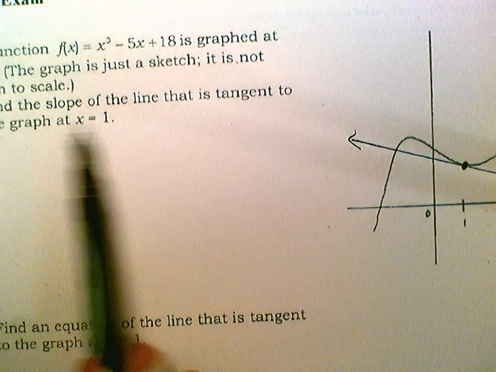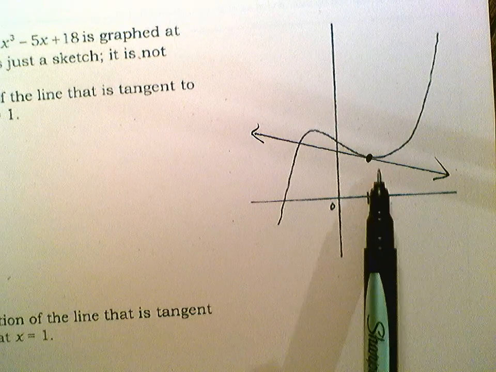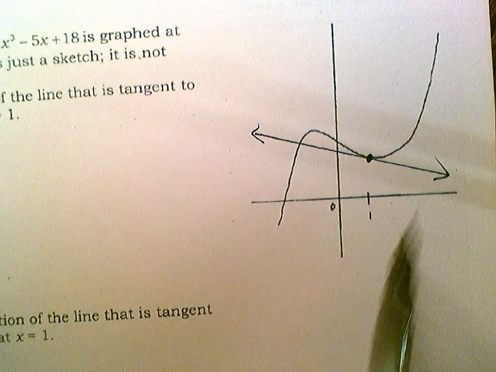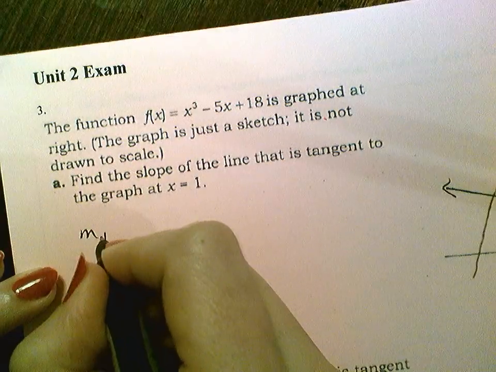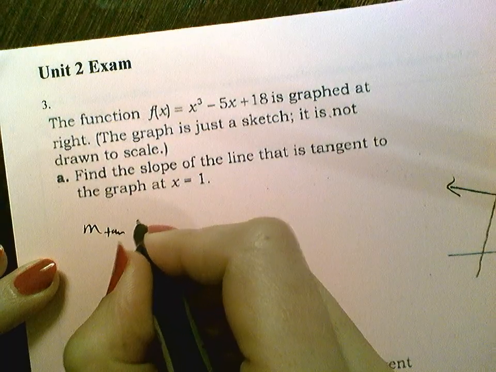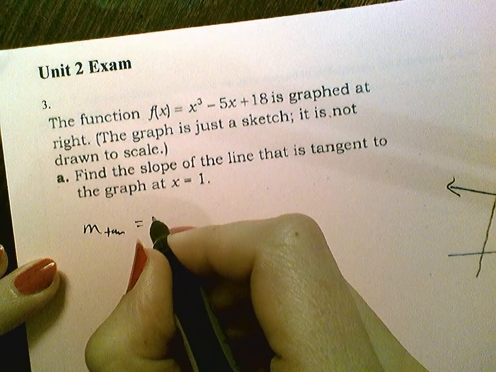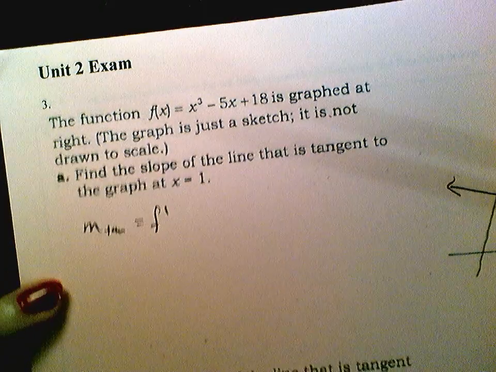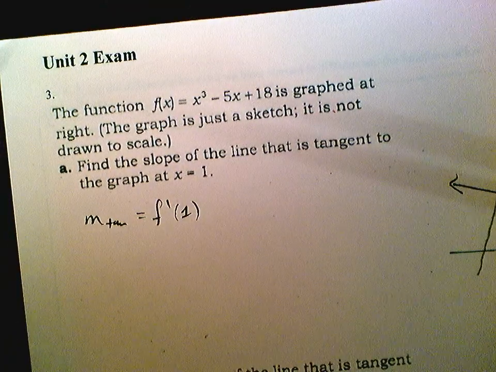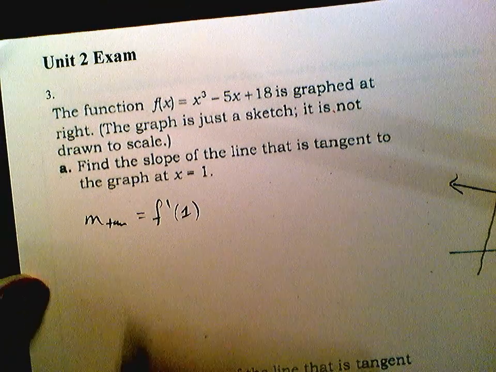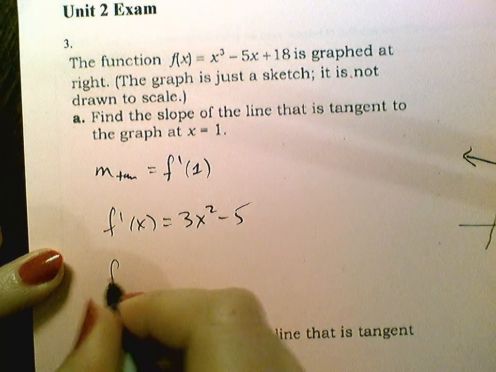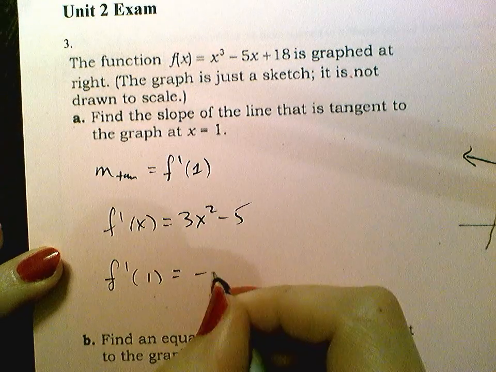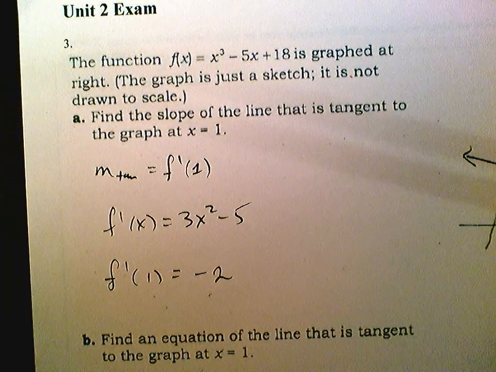I want the slope of the line that is tangent to the graph. So they're asking for the slope of this tangent line. And the slope of the tangent line is the derivative. Okay, so m tan, the slope of the tangent line, is equal to f prime of whatever x value you want. And here we want that. So I'm going to find f prime of x. This is 3x squared minus 5. So f prime of 1 is equal to 3 minus 5, which is negative 2.